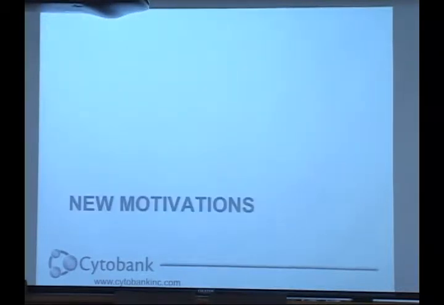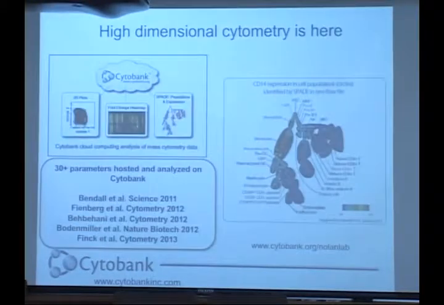So I just wanted to talk a little bit about some of the new motivations for the company and how we've changed over the last couple of years. One of the big things is that high-dimensional cytometry has really pushed forward how we do data analysis and how we do our experiments. Cytobank is a place where you can analyze your data, but also view many different types of plots. But really, as we push towards high-dimensional data, we actually host a number of papers on Cytobank itself. So you can go and access the raw data as well as the figures associated with them.